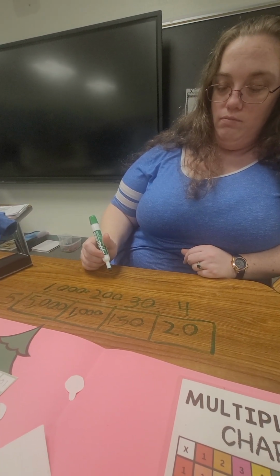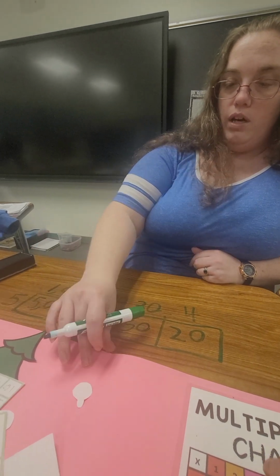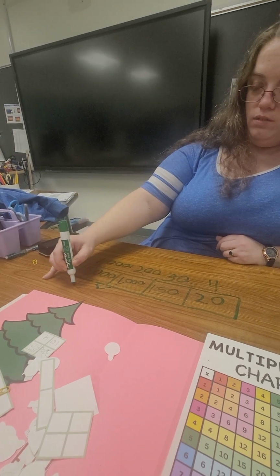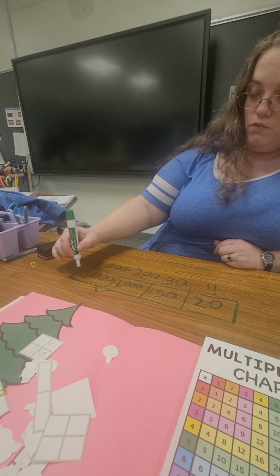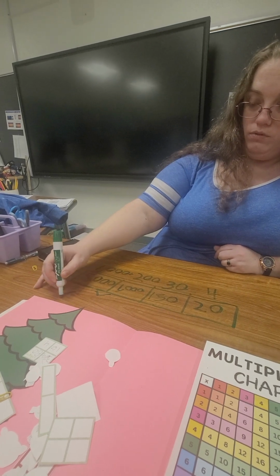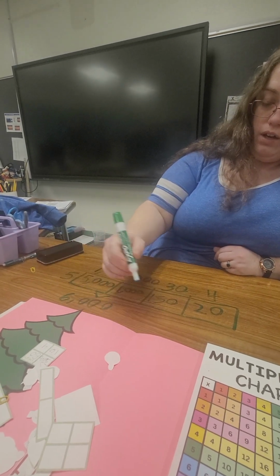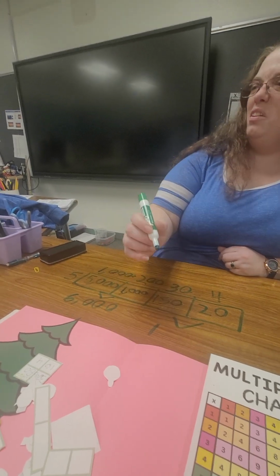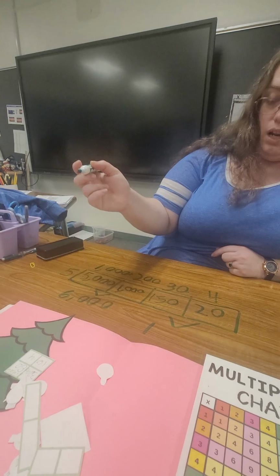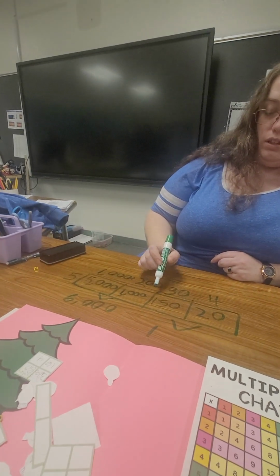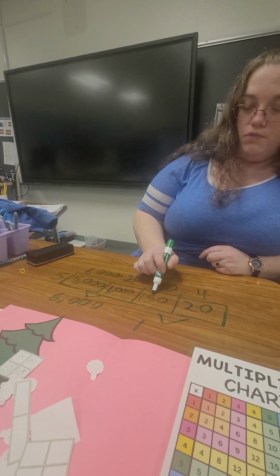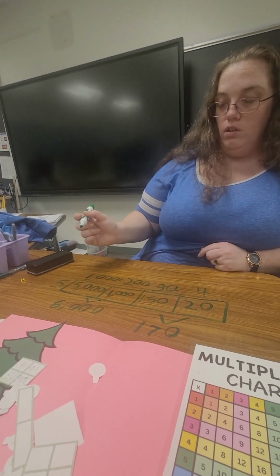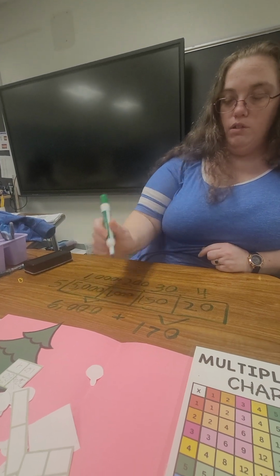150 plus 20. So the easiest way, I'm going to scoot this down just a little bit. So we know that this one is 5,000, so 5 plus 1 is 6,000, and then let's combine these. 150. So what's 5 plus 2? 7, and then just our 0. So now what's 6,000 plus 170?